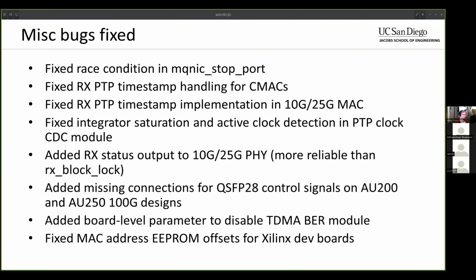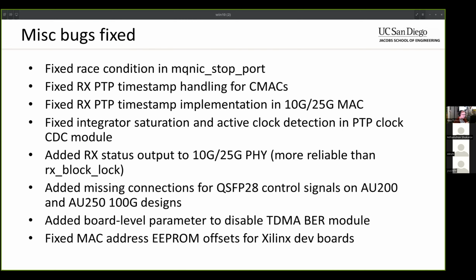I fixed the RX PTP timestamp handling in the CMAC. I can't remember when I introduced this particular issue, but basically the CMAC only outputs the timestamps on the first cycle of the packet in its timestamp output port. So I just directly wired that to the tuser sideband signal. But in the current setup, I'm looking at the last cycle of the packet to extract the timestamp out of the tuser sideband signal. So it was getting zeros instead of the timestamp. So I had to add a little bit of code to handle that. So now PTP works again on all of the 100 gig designs.